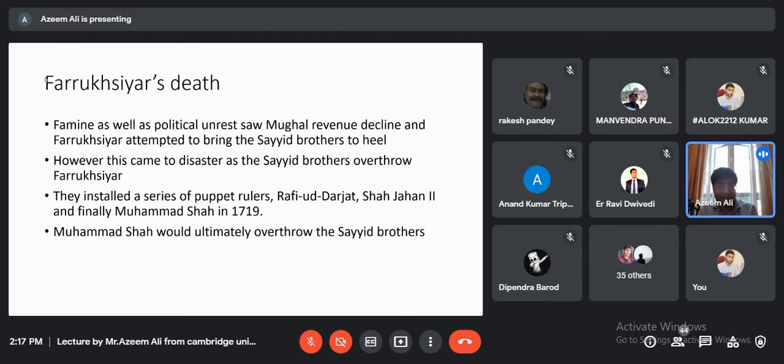And Farrukhsiyar did try to bring the Sayyid brothers under control, but the Sayyid brothers were able to note this, and they overthrew him. And then they installed a series of puppet rulers, including Rafi Darjat, Shah Jahan II, and then finally Muhammad Shah, in 1719. So in 1719, you had a series of rulers come and go, but it was Muhammad Shah who would overthrow the Sayyid brothers.